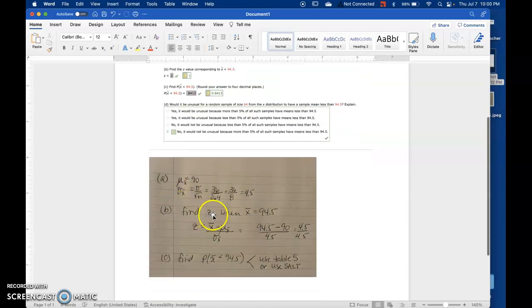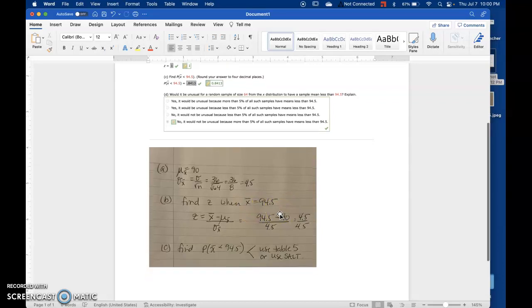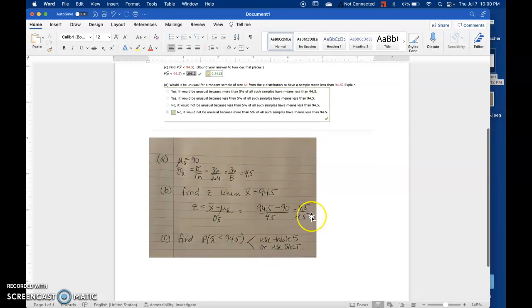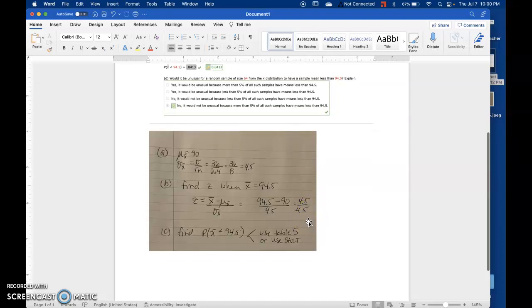So you want to find Z when you have X bar equals 94.5. To find Z, this is our formula. It's X bar minus the mean over the standard deviation that we computed above. So it's X bar minus the 90 divided by the 4.5, which is 4.5 divided by 4.5, which means Z is equal to 1. Okay, so now we need to go to table 5 or use SALT. Remember, Z is equal to 1.